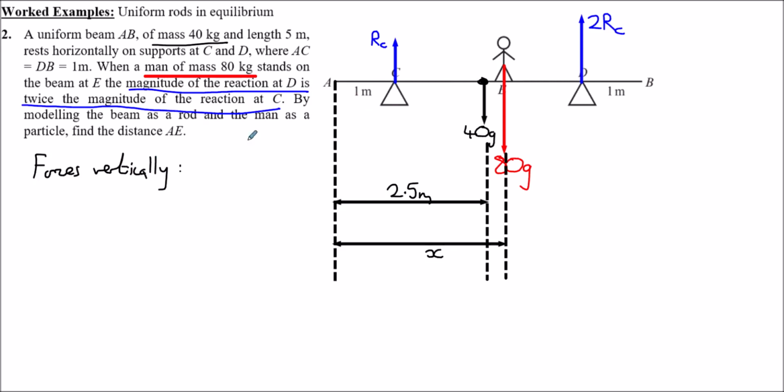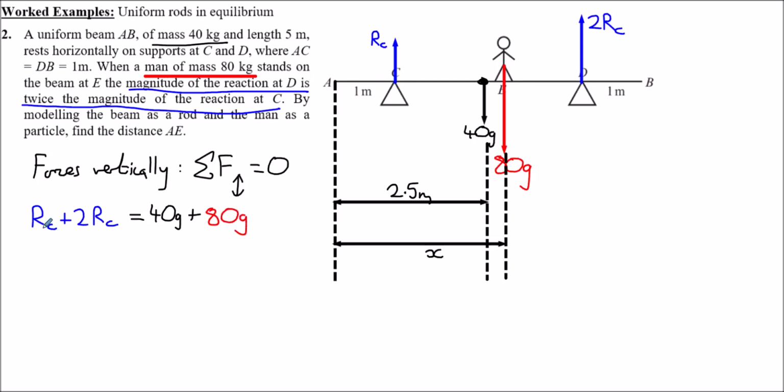So the suggestion, in my opinion, is to consider forces vertically. Because this rod is in equilibrium, the total of all forces going up or down is 0. So the forces acting up are these reaction forces. The reaction at C plus 2 lots of the reaction at C must equal the total of the forces acting down. The forces going downwards are the weight of the beam, which is 40g, plus the weight of this man. He's got a mass of 80 kilograms, therefore his weight is 80g.